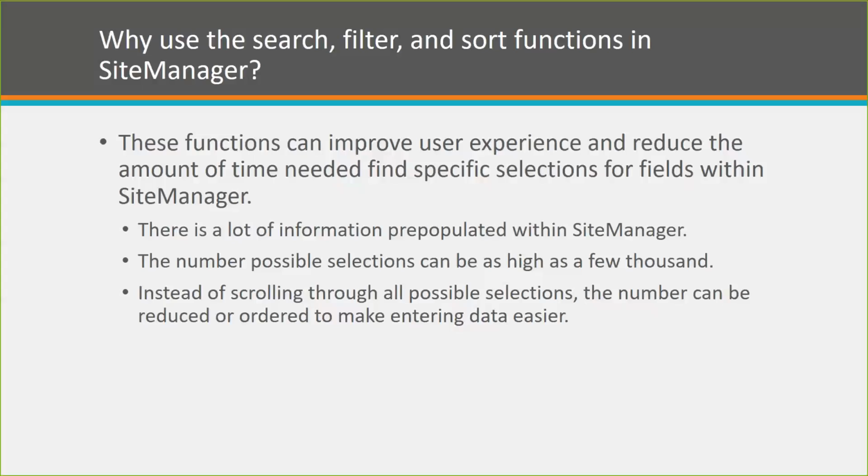Basically, there's a lot of information in here. If you're looking to scroll through a list, there's going to be a few. Some of those fields might have a few thousand selections. And so instead of scrolling, we can narrow that number down, or we can order it in a way that makes sense to us.